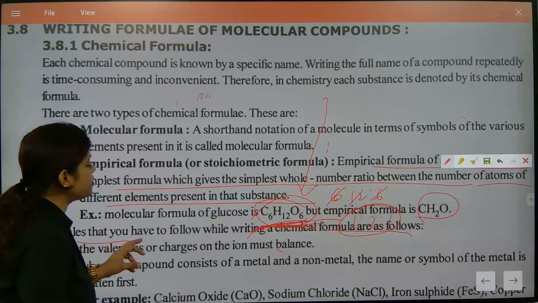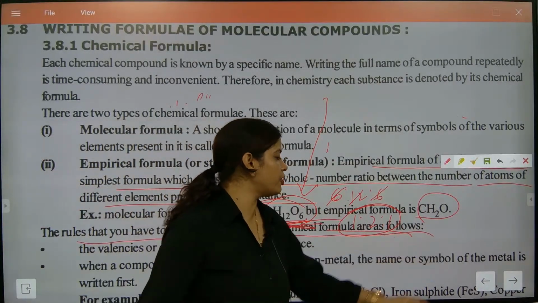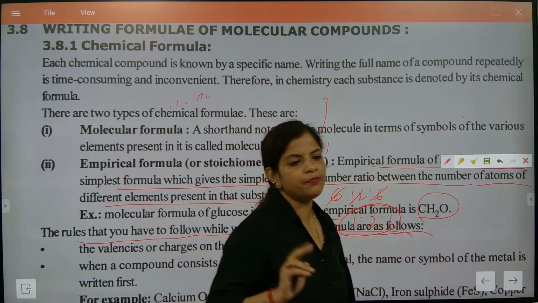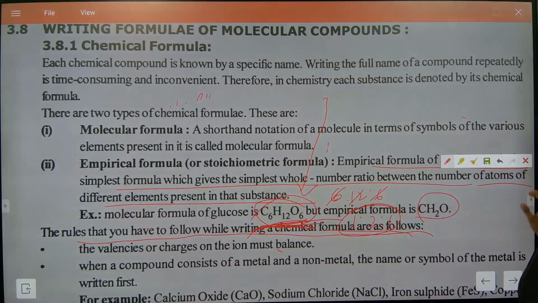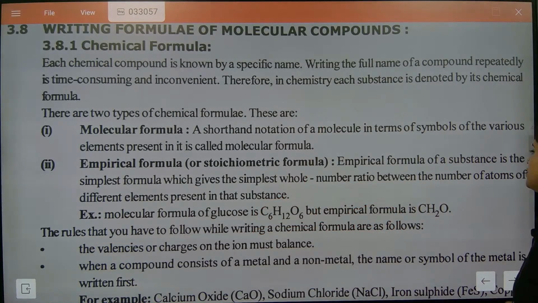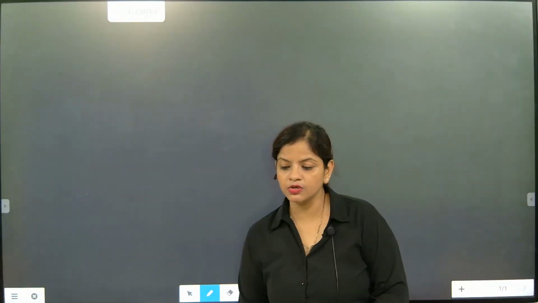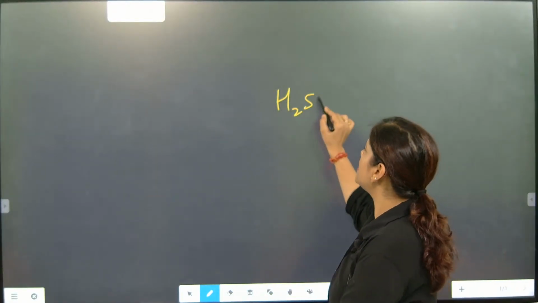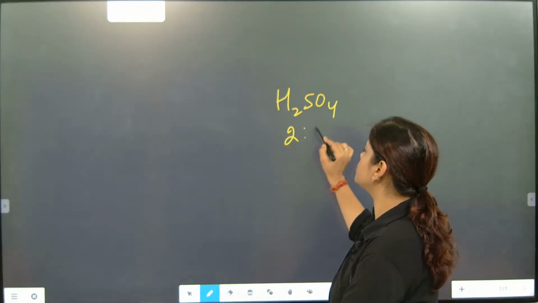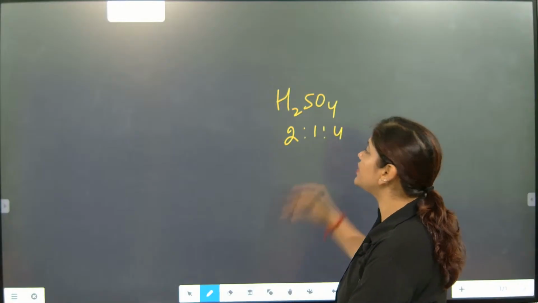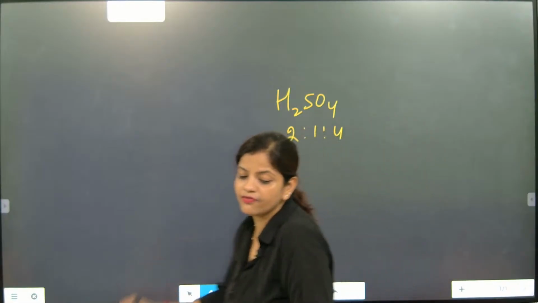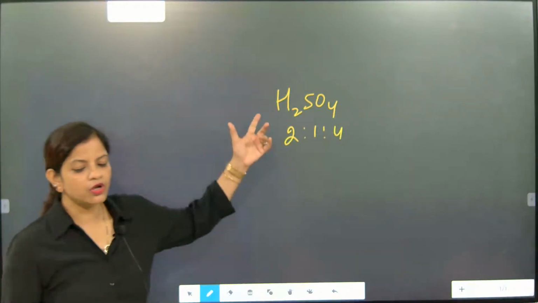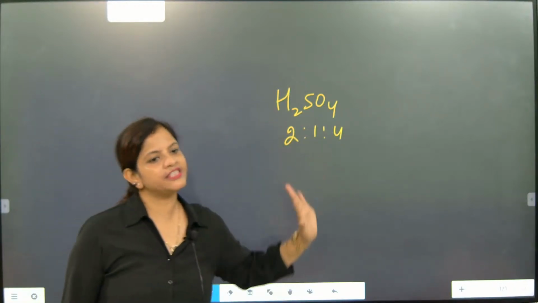Understood? Now the rules you have to follow while writing chemical formulas. Did you understand the difference between empirical formula and molecular formula? Let's do it one more time. Look here. H2SO4, so 2 is to 1 is to 4. There is no way to cancel it. So this is the molecular formula, and the simplest whole number ratio is the empirical formula. So the molecular formula and empirical formula are both the same.